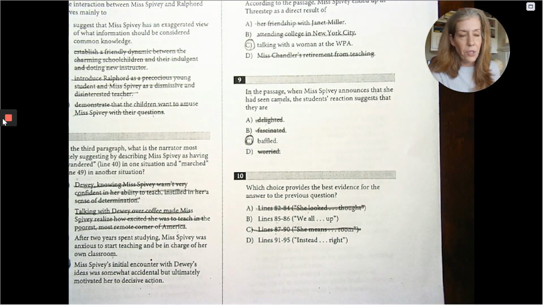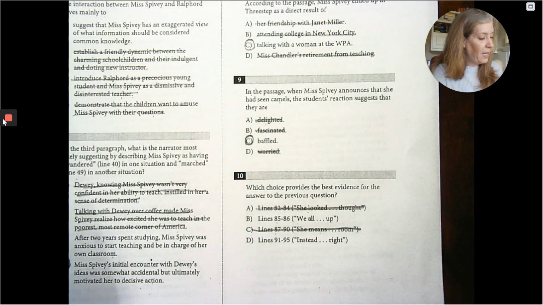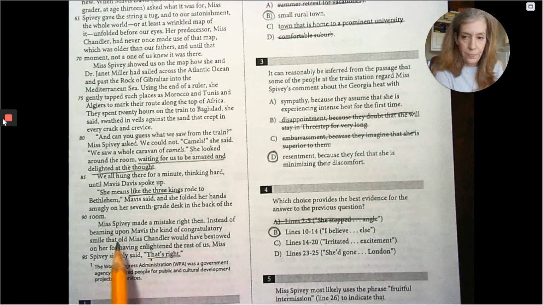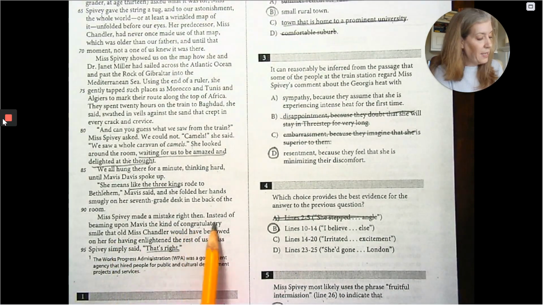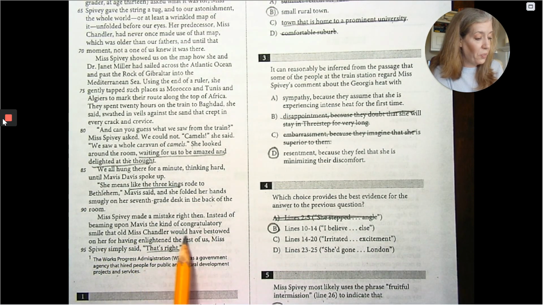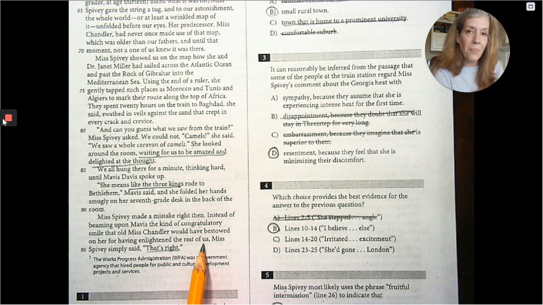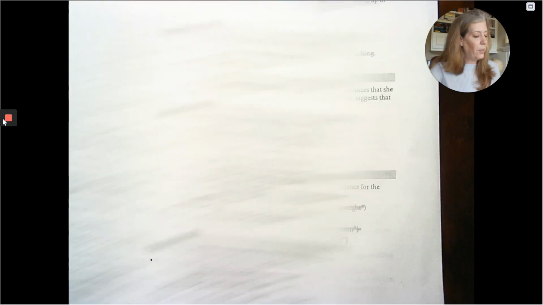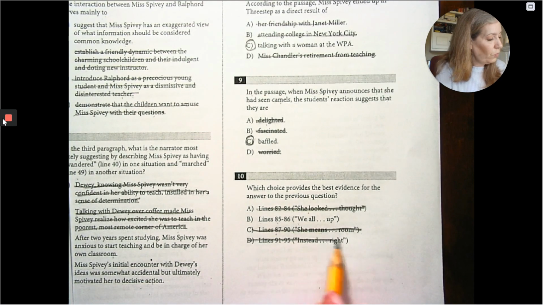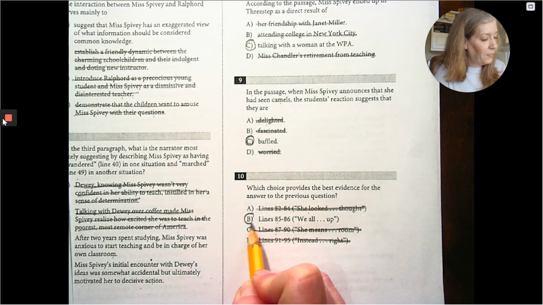And lines 91 through 95, instead and right. Instead of beaming upon Mavis the kind of congratulatory smile that old Miss Chandler would have bestowed on her for having enlightened the rest of us, Miss Spivey simply said, "That's right." Again, this is an interaction between Mavis and Miss Spivey, so I'm going to get rid of that one. And the correct answer is B.